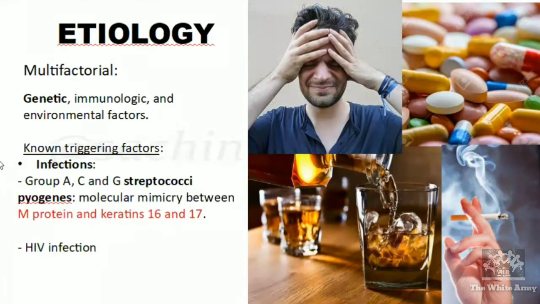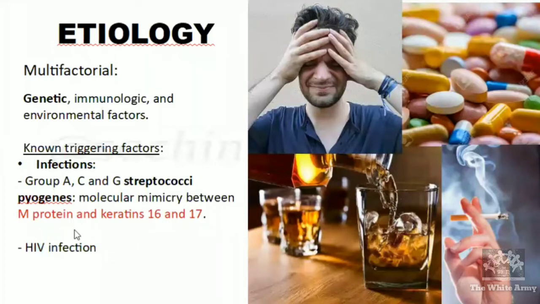Triggering factors like infections, most commonly Streptococcus pyogenes, that is group A, C, and G beta hemolytic streptococci, because they have a protein called M protein, which has a molecular similarity with the keratins present in the epidermis, that is keratin 16 and 17. So it's a kind of molecular mimicry. Autoantigens are produced, so the antibodies against these M proteins try to attack the keratins in the epidermis. That's why it's called autoimmune. Also, other infections like HIV.